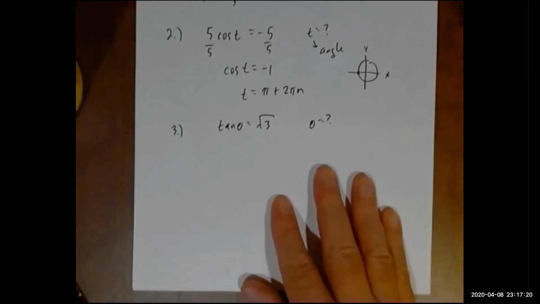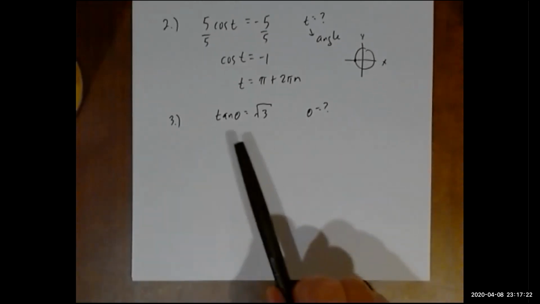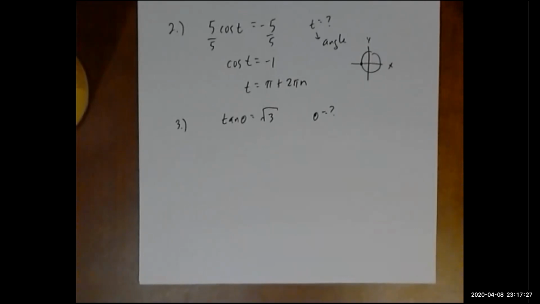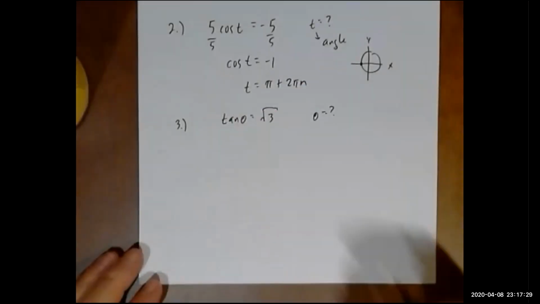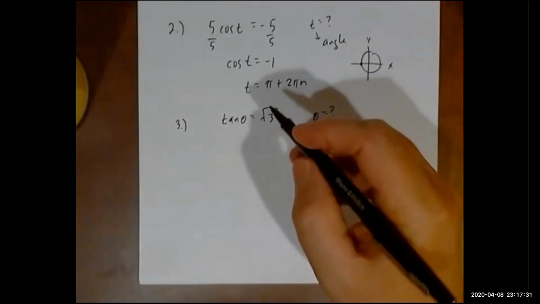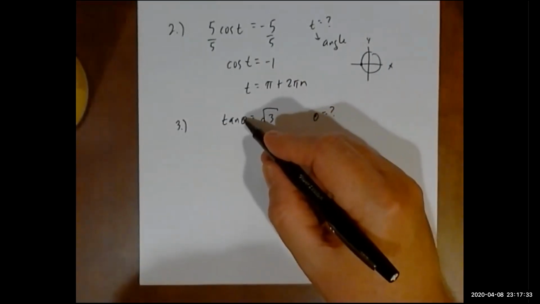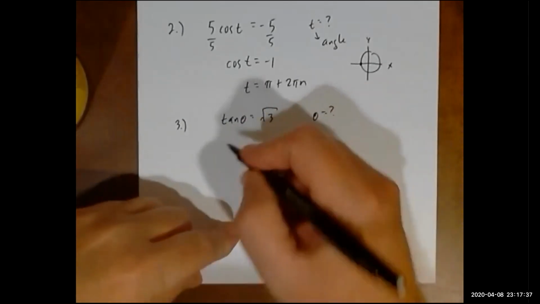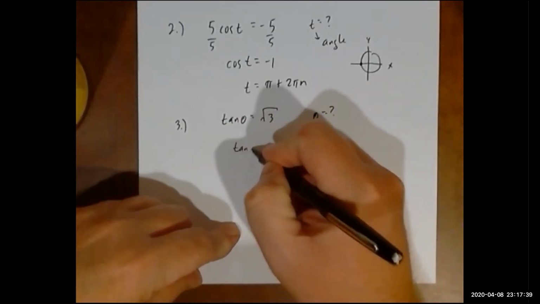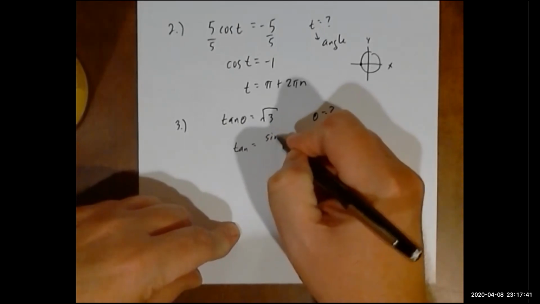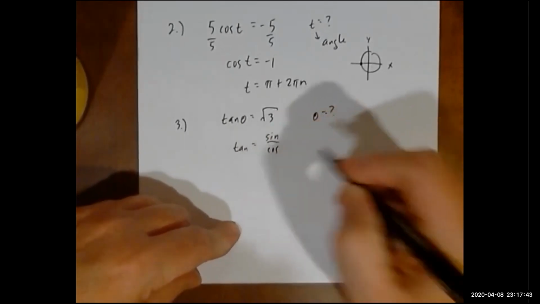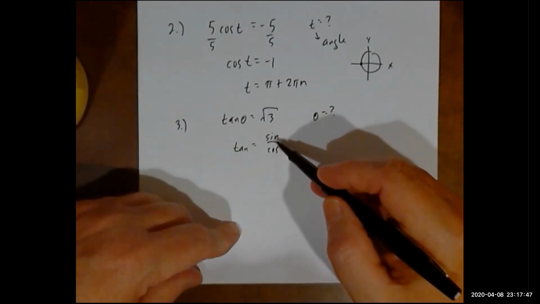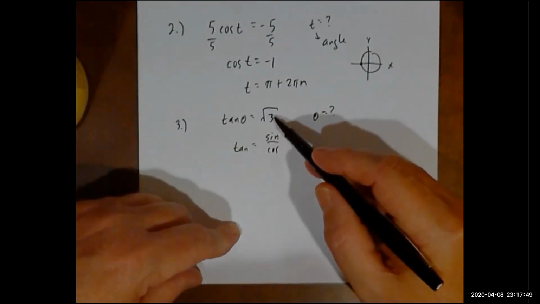So here's problem number 3. Trying to find theta. I've already got the trig function by itself, so now the question is, what's the angle where the tangent is square root of 3? Tangent's a little tricky. What you have to do is think to yourself, tangent is really sine over cosine. So I have to go find an angle where the sine over the cosine equals square root of 3.